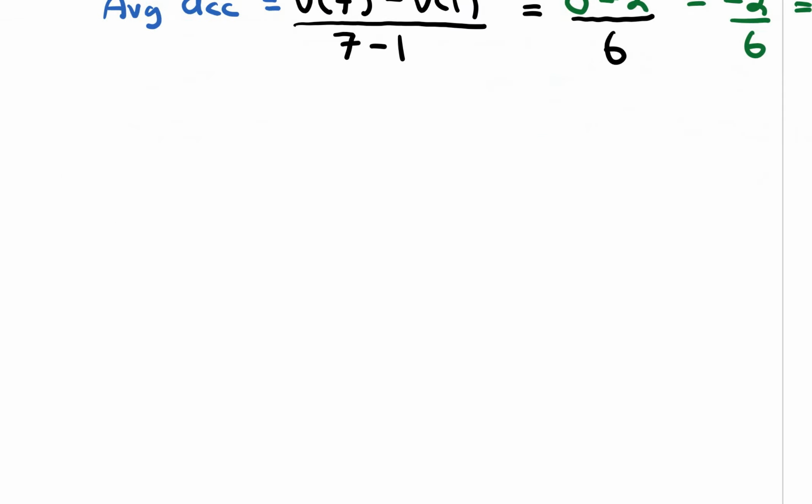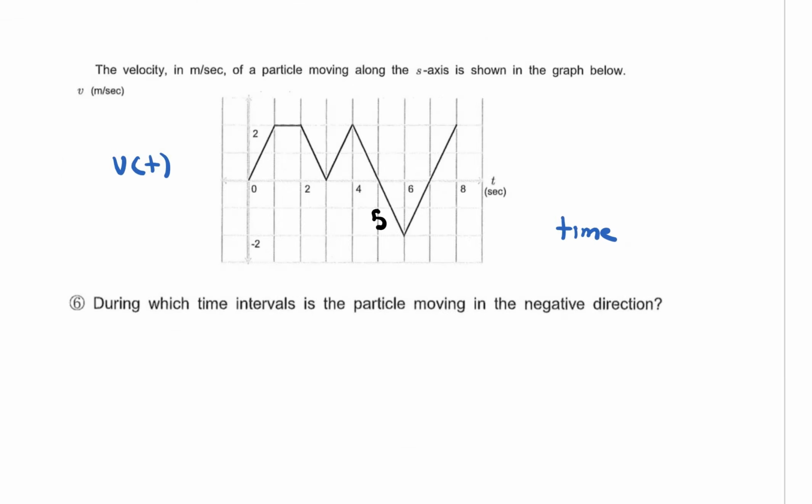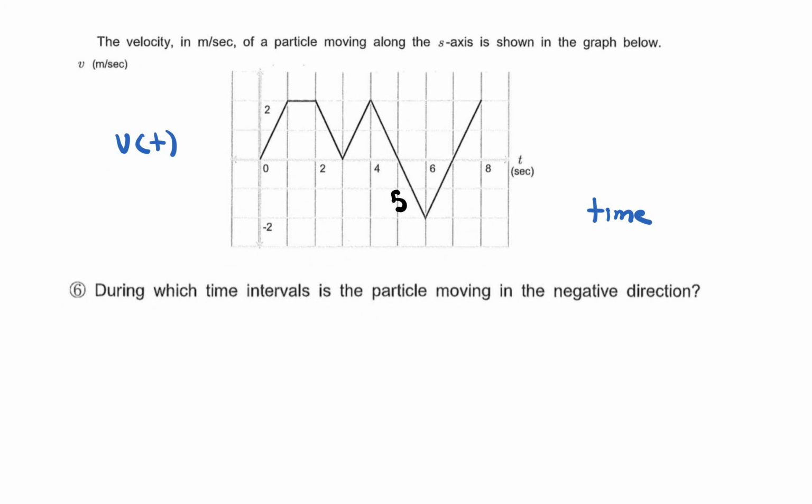Okay, let's move on to question number 6 now. Question number 6. During which time intervals is the particle moving in the negative direction? Okay, so negative direction, what does that really mean? It means when is the particle coming back? All right, so when are we coming back? And coming back means that's basically when the velocity time graph is below the x-axis, right? So when are you below the x-axis?